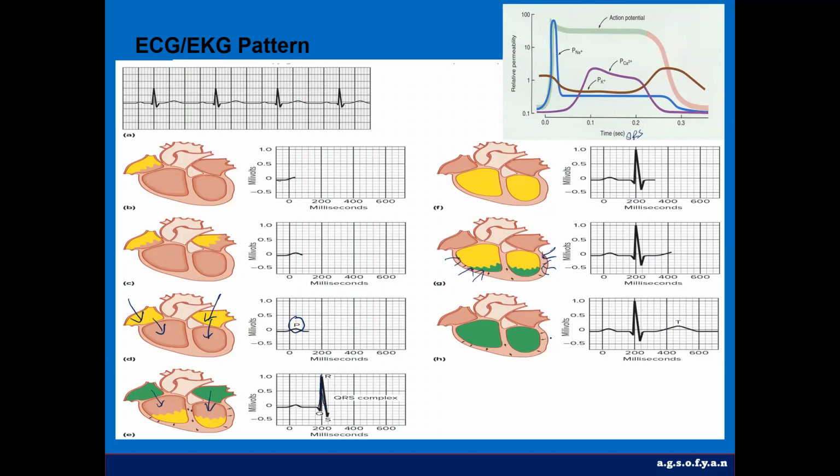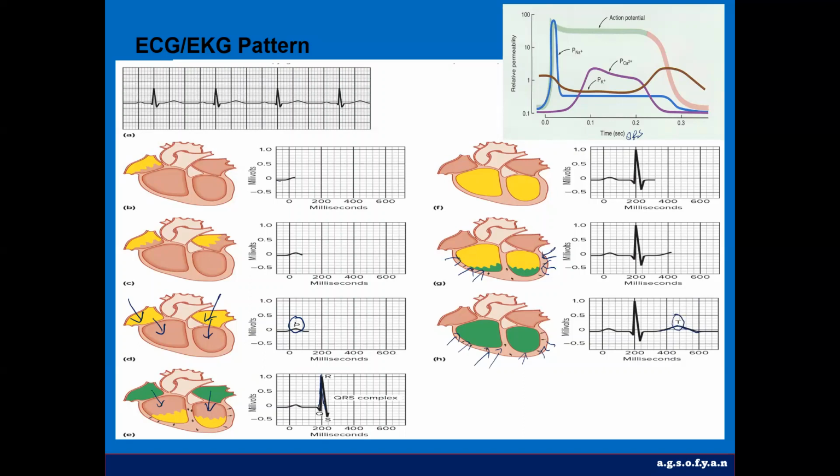And after that, the calcium channel closes, the potassium channel will be open, and the cell will become negative because potassium will be going out from the cell. Potassium is a positive ion, so the cell becomes negative. When the cell is negative, it will be relaxed. So the ventricle will be relaxing, and it will be shown in the EKG as a T wave.